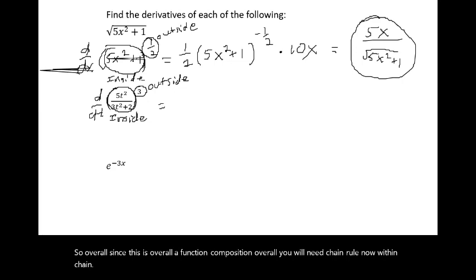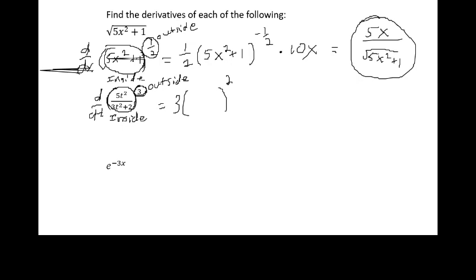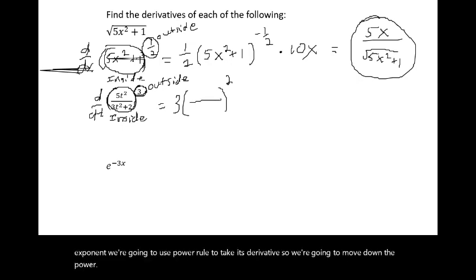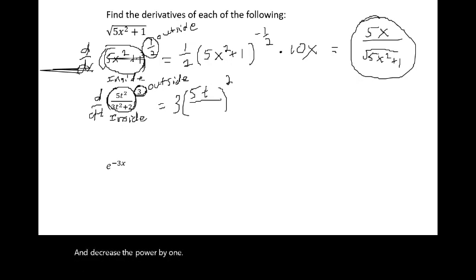But chain rule requires that you do one thing at a time, so we're going to start with the derivative of the outside. We're going to pretend like the inside function isn't there, and take the derivative as if this was just a single variable raised to the third power. Since this 3 is a numeric exponent, we're going to use power rule to take its derivative. So we're going to move down the power and decrease the power by 1, and we're going to leave the inside completely alone.